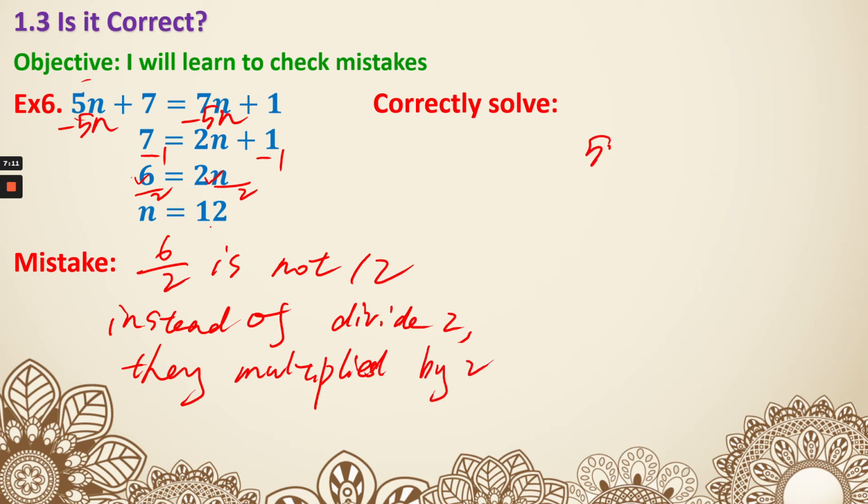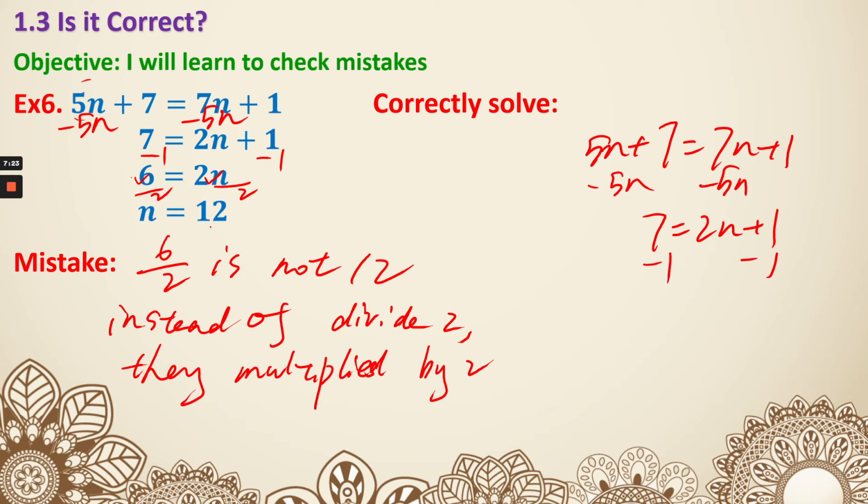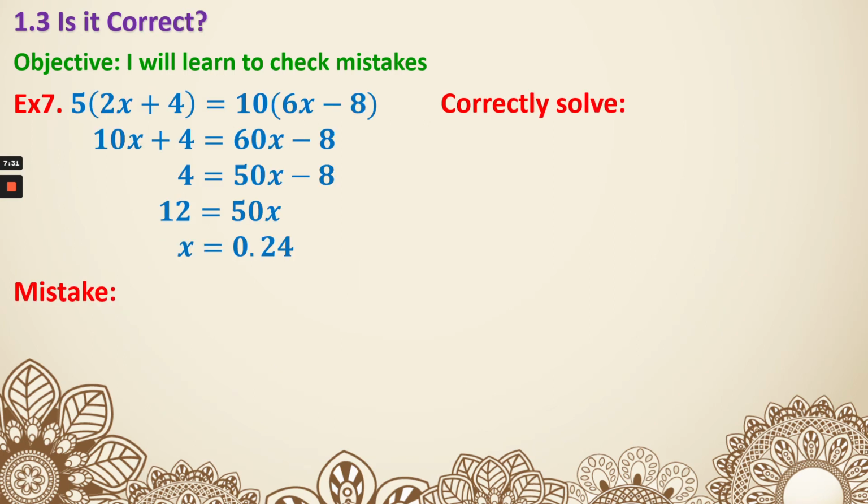Now let's solve. 5n plus 7 equals 7n plus 1, and it was subtracting 5n. 7 equals 2n plus 1, minus 1. 6 equals 2n, divided by 2. N equals 3. That's example 6. Example 7.